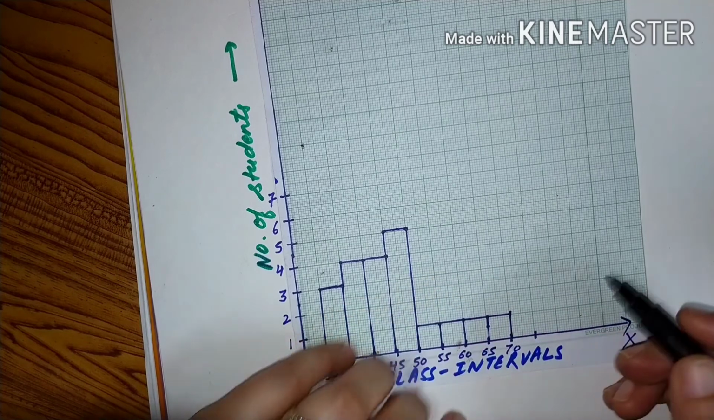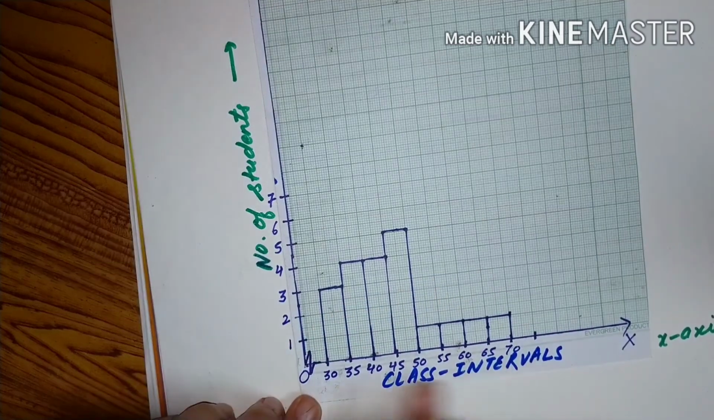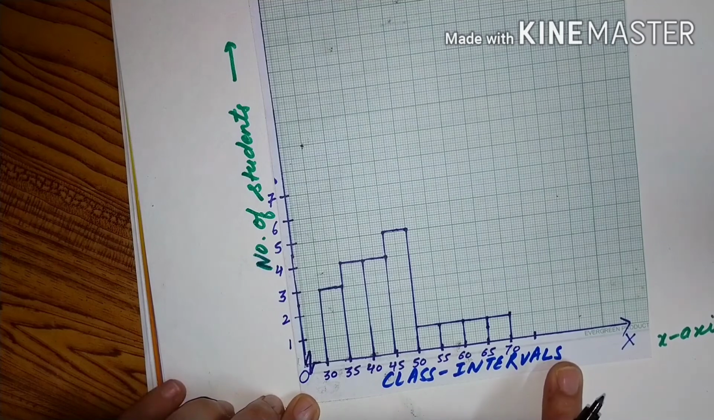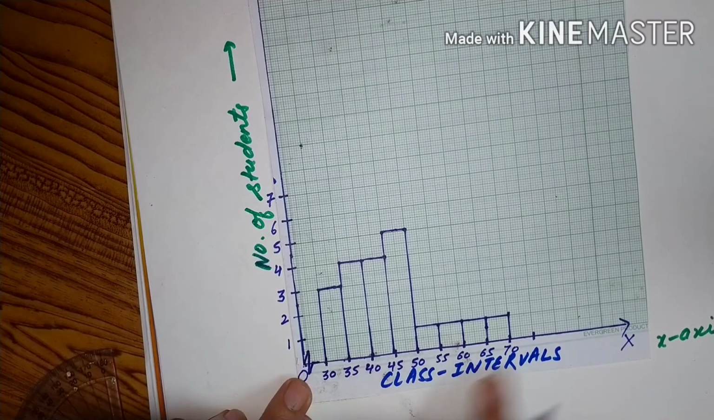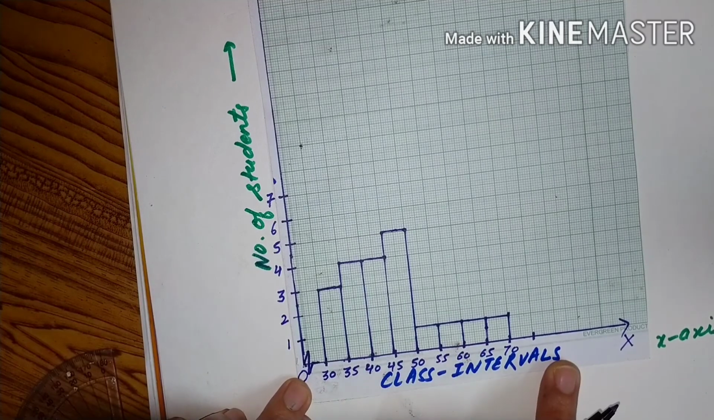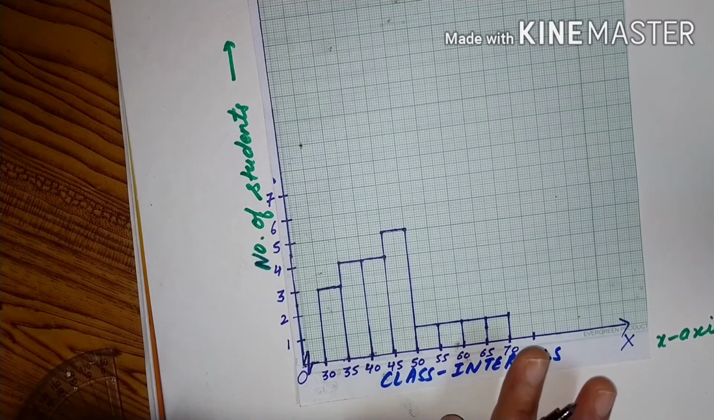So our data was up to 60. So I have made up to 70, sorry. So I have made up to 70. So this is called a histogram, when we are not taking the gap as in bar graph.